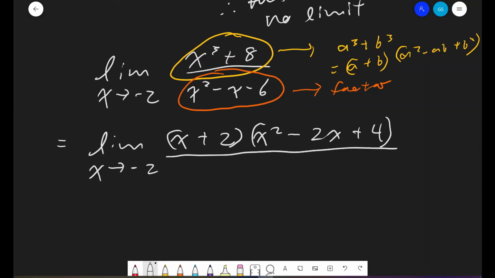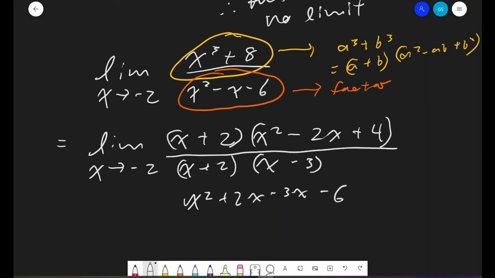And then the bottom, well, this is just a simple quadratic. This is x plus 2, x minus 3. And if you want to verify that, just quickly expand it. You get x squared, plus 2x minus 3x minus 6. This gives you x squared minus x minus 6. So it works out. Always good to double check your work.